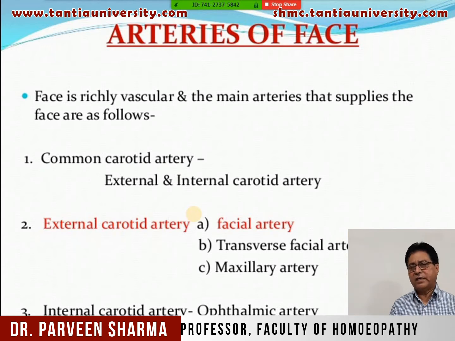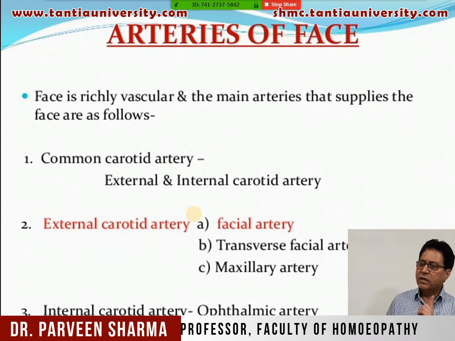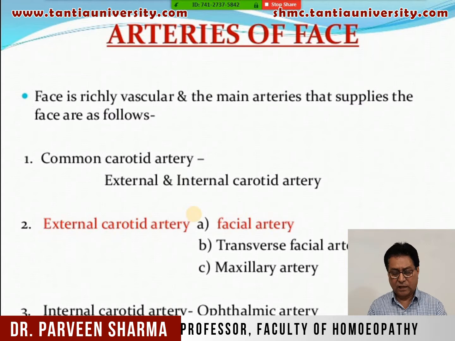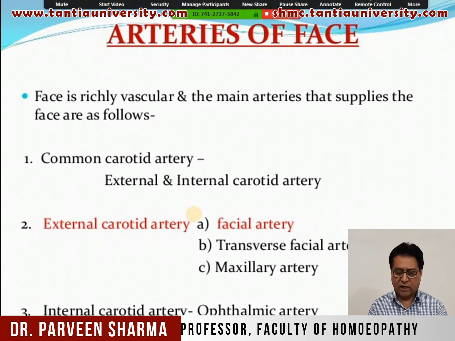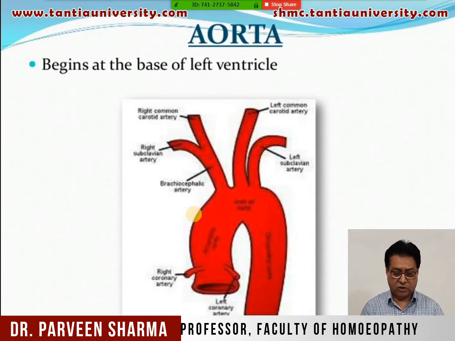The arteries of the face are basically from common carotid artery branches, which are external carotid artery and internal carotid artery. The internal carotid artery is inside of the cranial cavity. That gives a branch ophthalmic artery. That ophthalmic artery comes out through the orbit and then supplies to the face structure and muscles of facial expression. The external carotid artery, 3 main branches are there, which first one is the facial artery, transverse facial artery and maxillary artery. Now among this, the facial artery is very important for examination point of view.